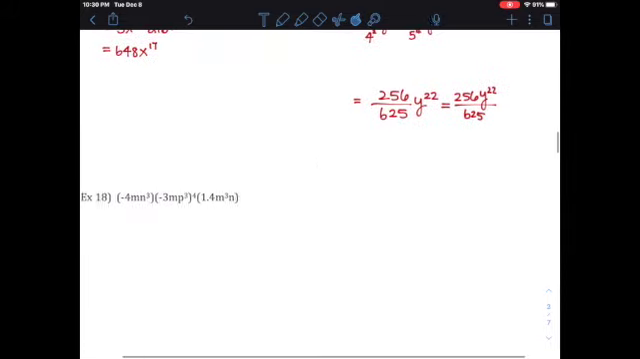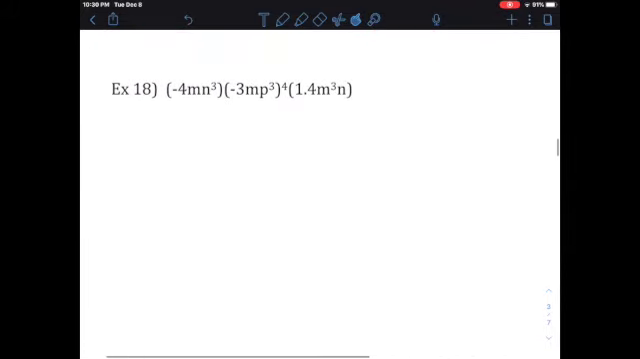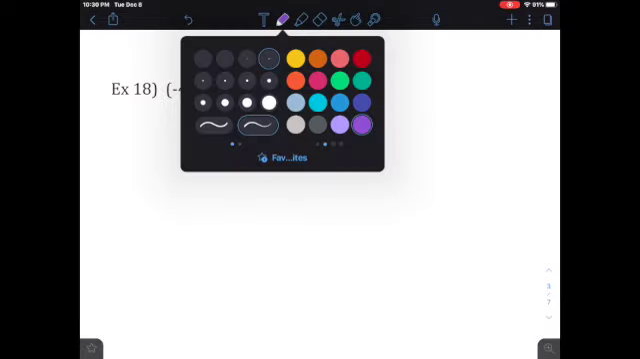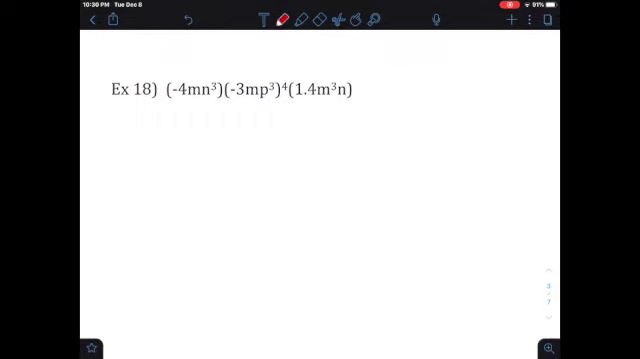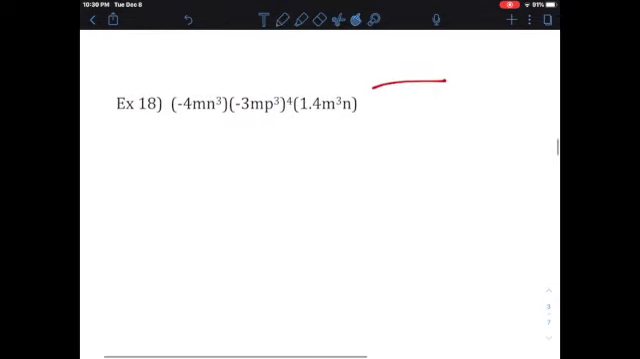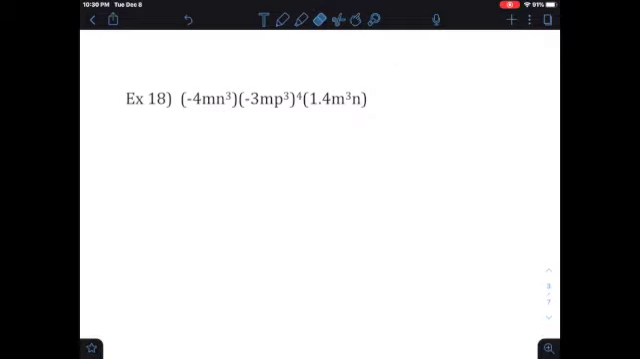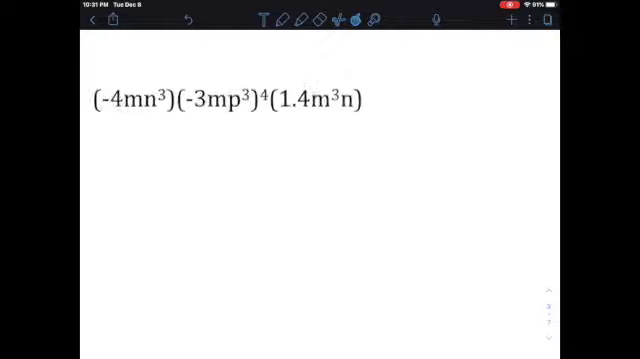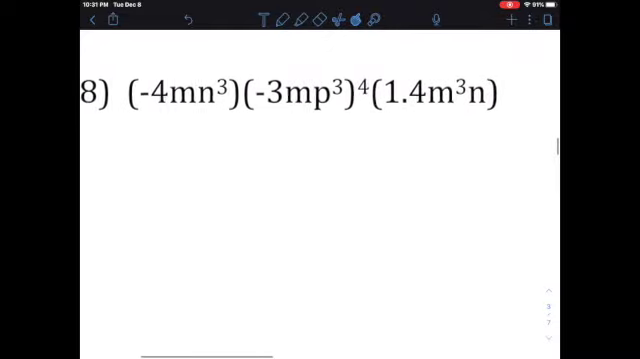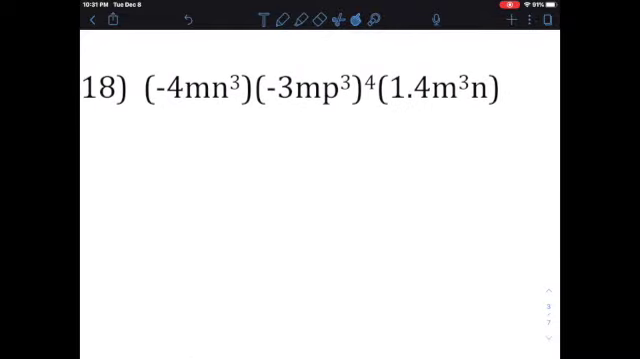And one more example, number 18. So the problem is going to get complicated like this. And again, we are going to take care of one little parenthesis at a time if they have an exponent. Now, in this case, the only one we have an exponent is going to be the one in the middle. So what I'm going to do is take care of that part first and work out the problem. So please pause the video and give this problem a try.